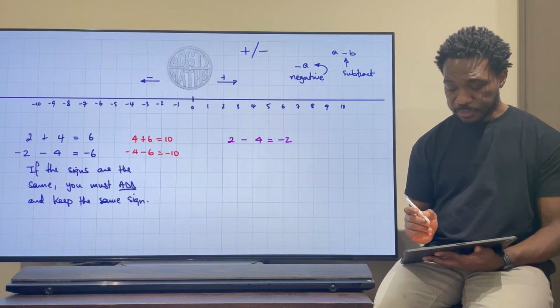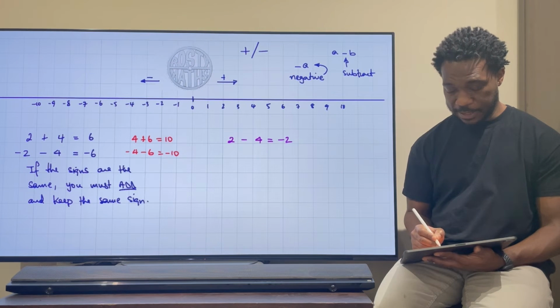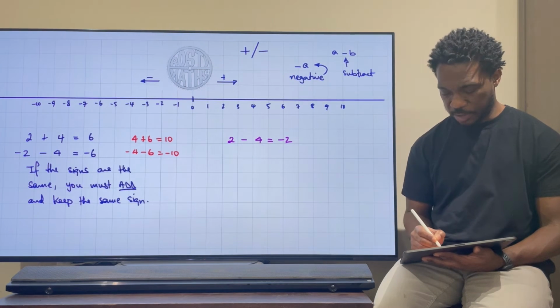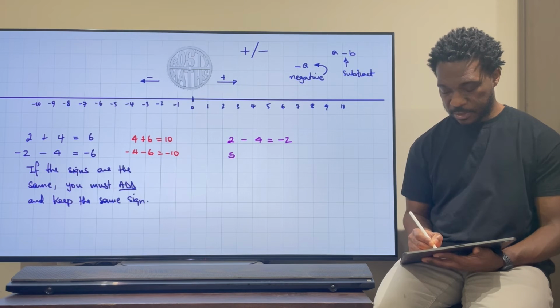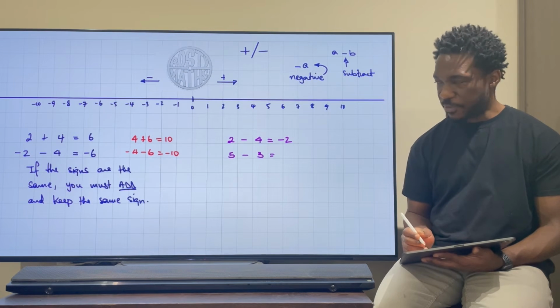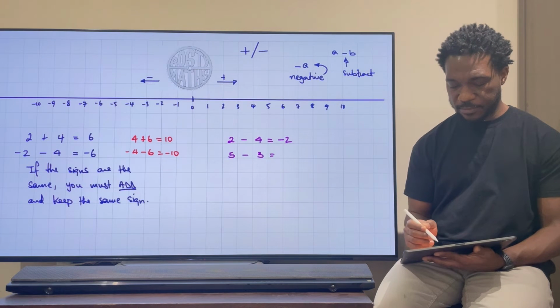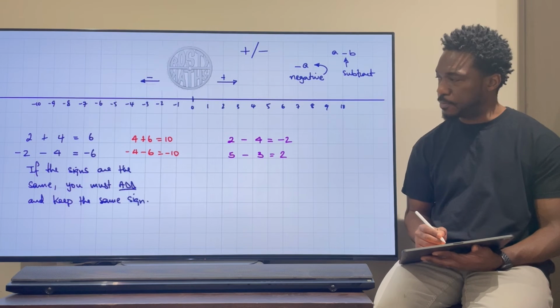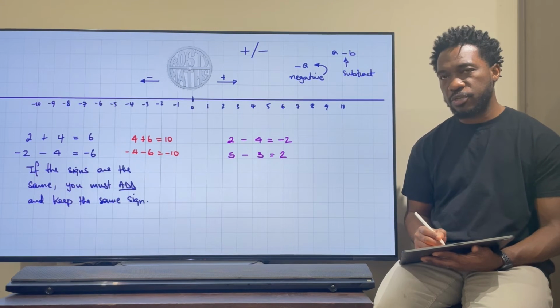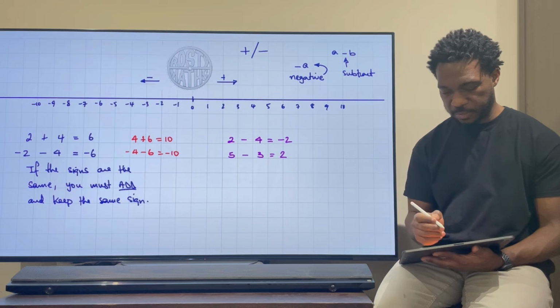What if I then had, let's try something different. What if I had 5 take away 3? Well, everybody knows that 5 take away 3, 1, 2, 3. The answer here is going to be 2. I'm not sure. Let's do one more just to be on the safe side.